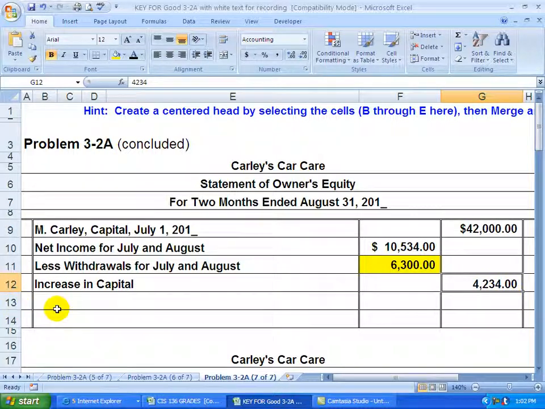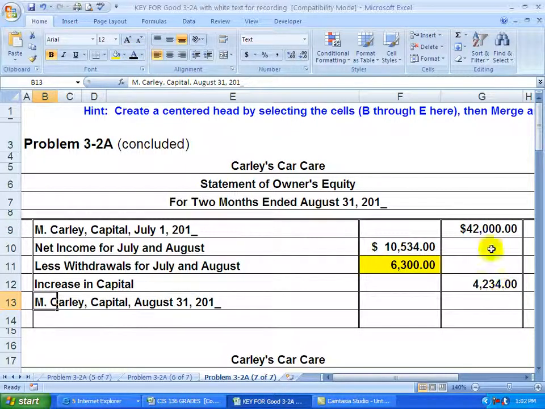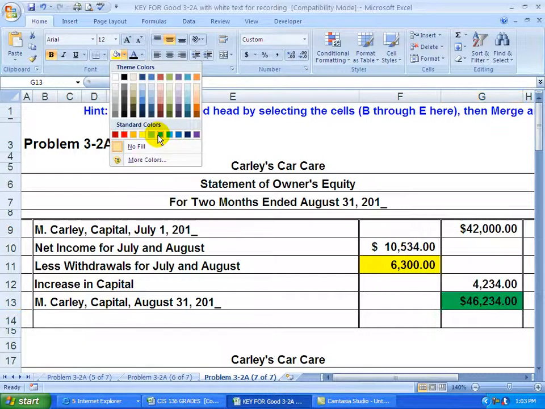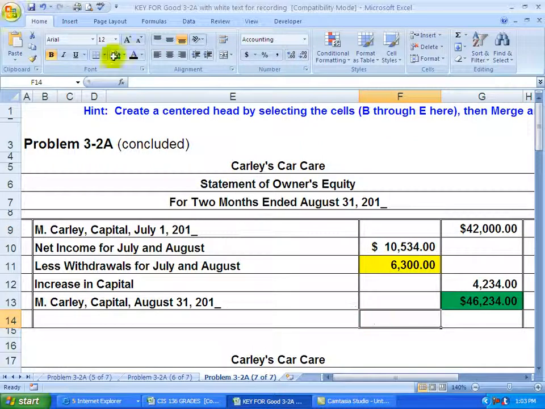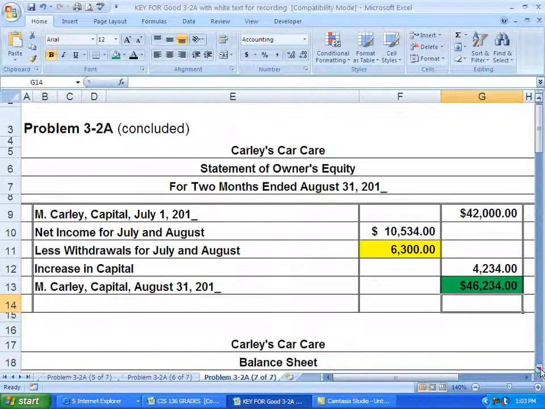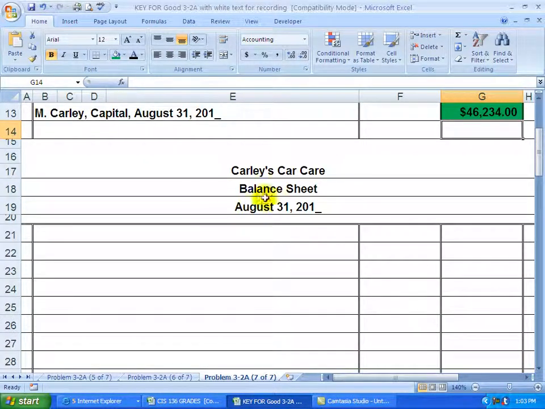$4,234, which will make our capital at the end of August, the beginning capital plus this increase in capital, so our ending capital is $46,234. And by the time we get into Chapter 5, we will actually make your capital account come up with this balance. Last, we're going to do the balance sheet. The balance sheet is the assets, liability, and owner's equity.